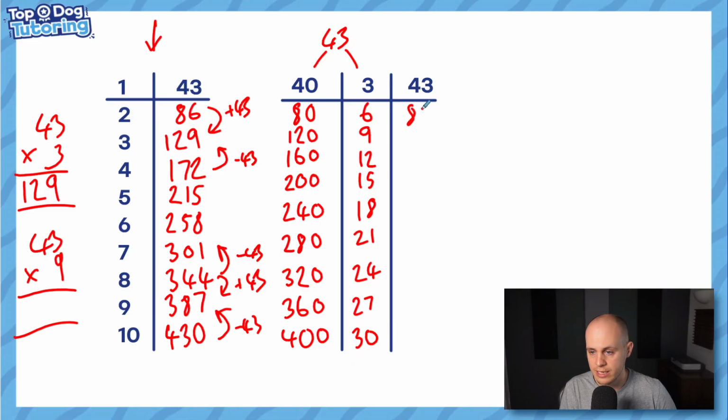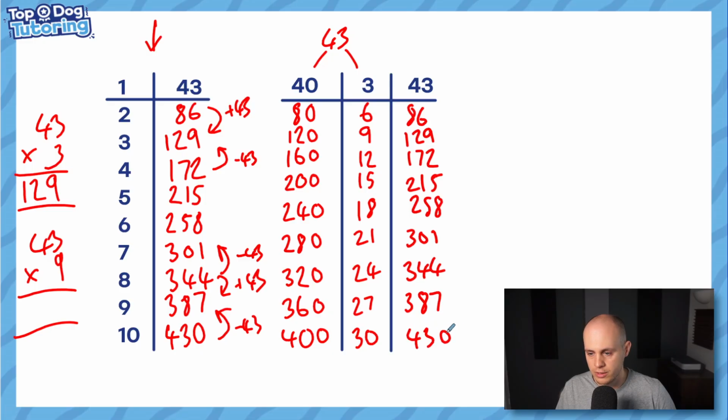So let's do it very quickly. 80 plus 6 is 86, 129, 172. You get the idea here, right, guys? You're just adding them together and hopefully you're seeing the numbers emerge once again that we got on the left-hand side. 387 and 430. So there you go. There's 2 ways of building up a fact box that you can use for your times table.